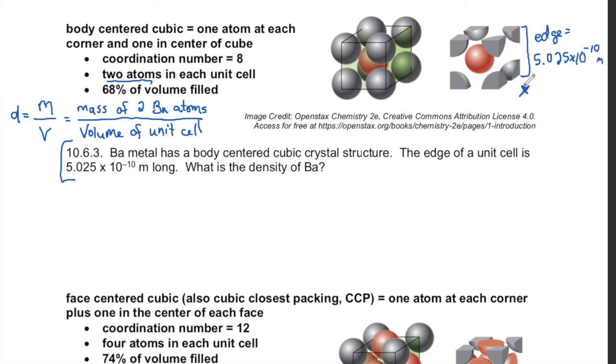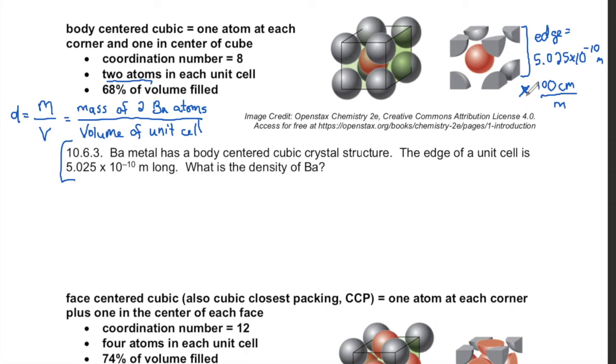So the volume is going to be the edge cubed, since we have a cube here. And the edge is 5.025 times 10 to the minus 10 meters. I'm going to go ahead and convert that to centimeters first before I cube that. So there are 100 centimeters in a meter. If I multiply it by the edge, which is just one dimension, I'll only have to do this once, and then I can cube the edge.